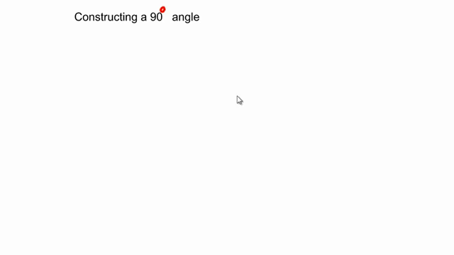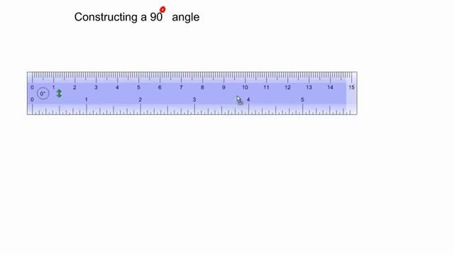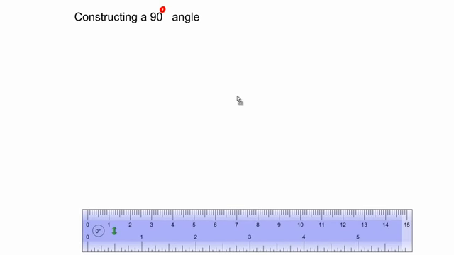In this lesson, we're going to be looking at constructing a 90-degree angle. All right, let's just quickly look at that. First, I'm going to take out my rule. Now, this is my rule. Now I'm going to draw my line segment.